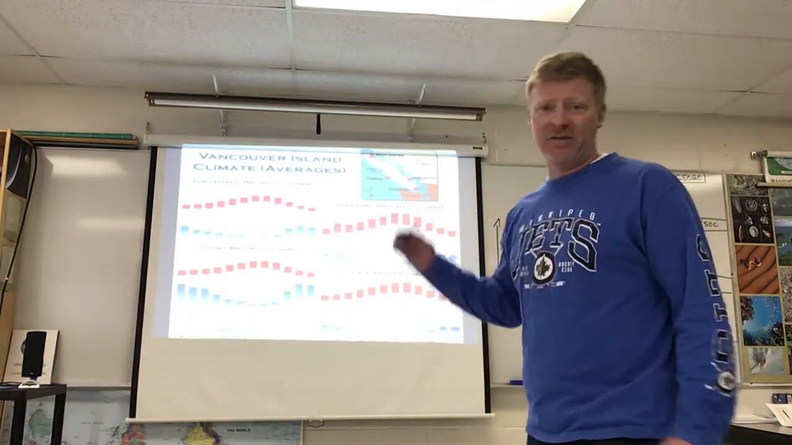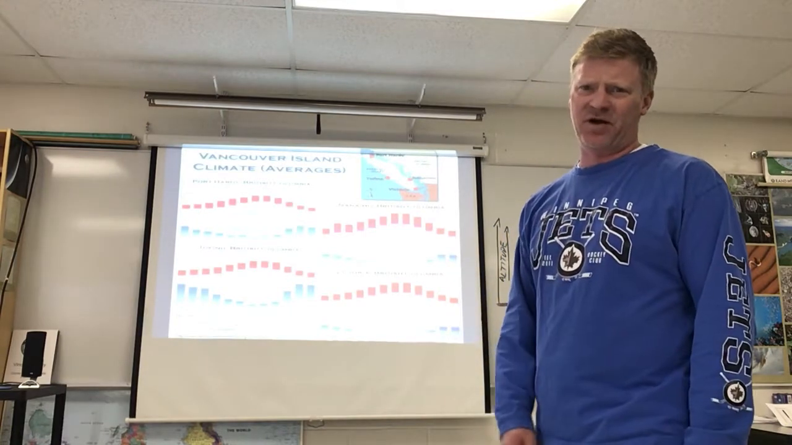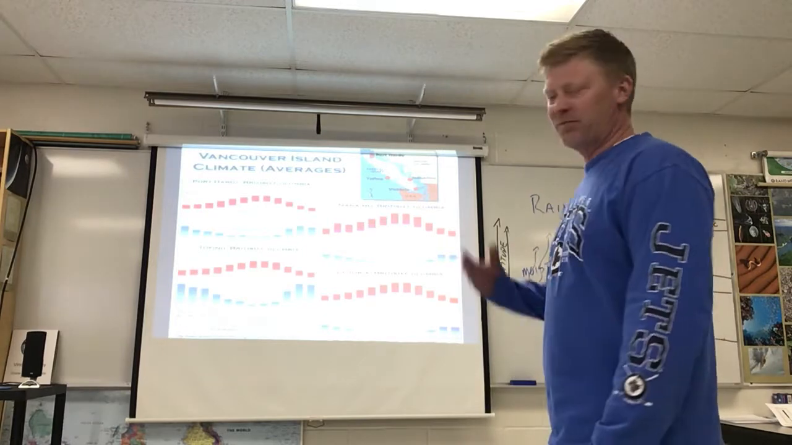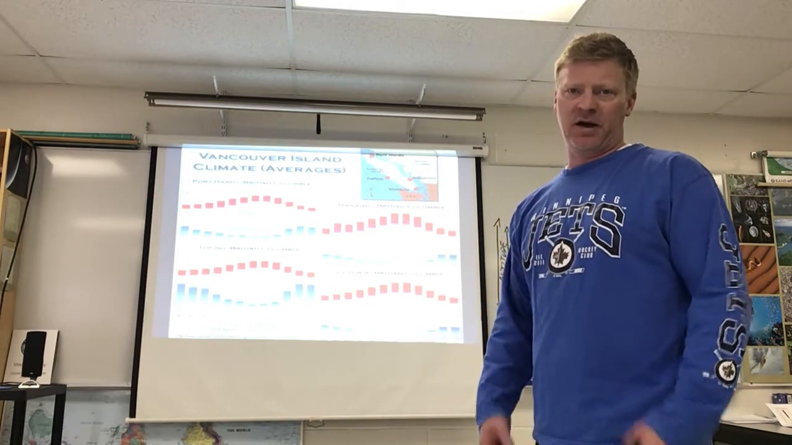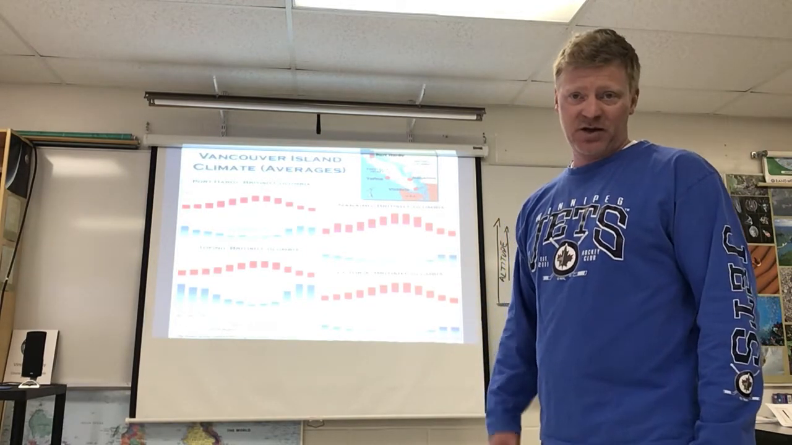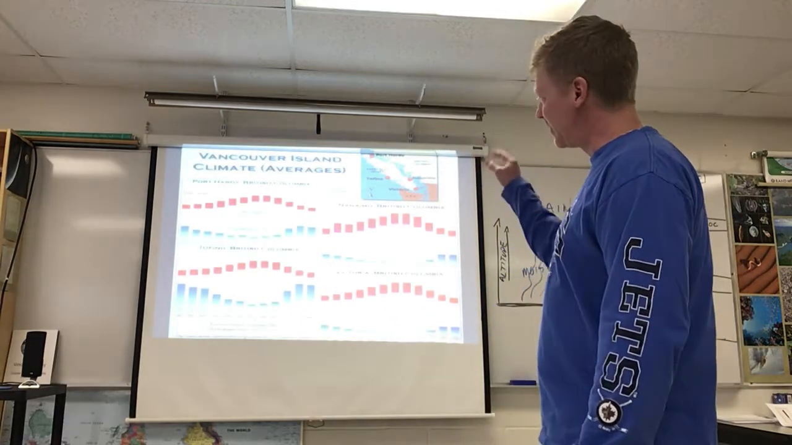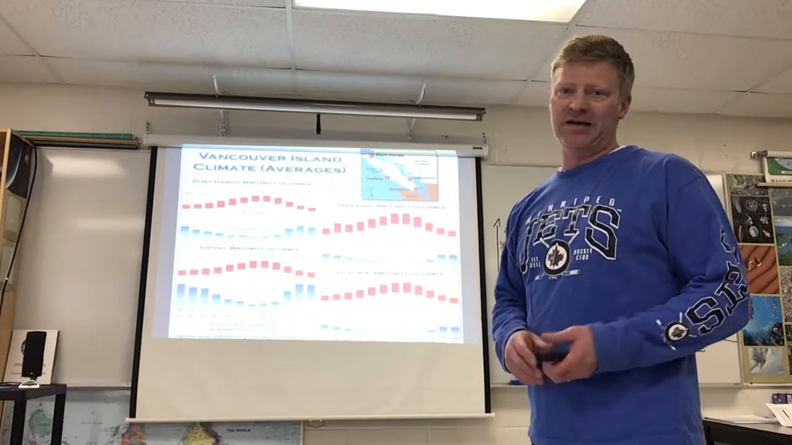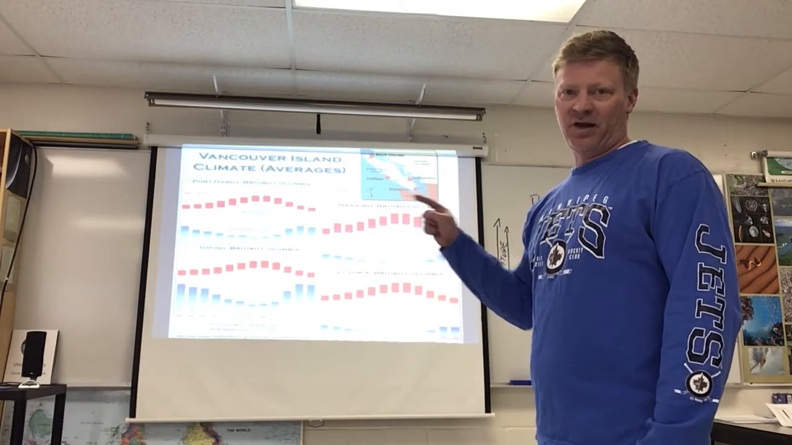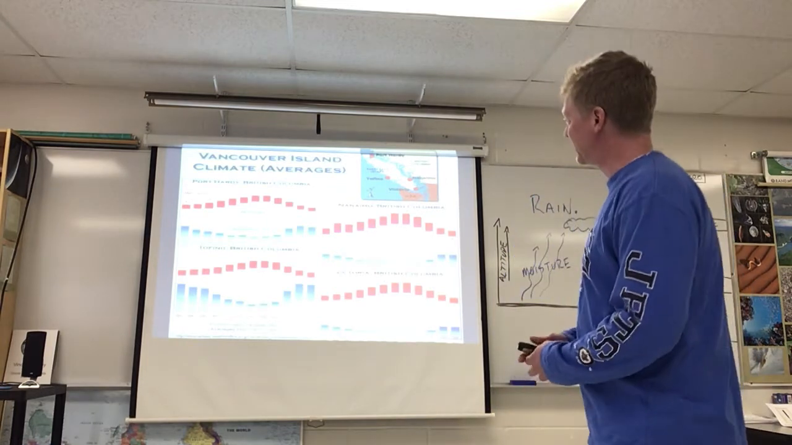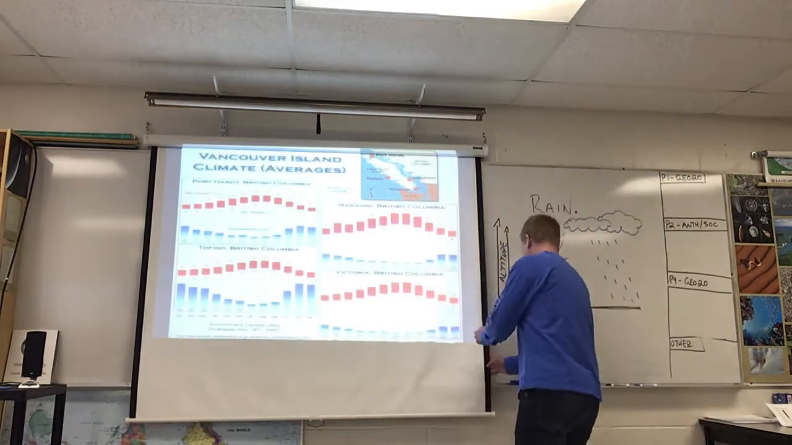So here are some climate graphs, your first glimpse at climate graphs. I don't know how well you can see it, especially the blue, but the blue represents precipitation, okay? The red represents temperatures. So these are in 4 different places on Vancouver Island, and at the top here, the 4 different places are on the map. You can see basically, so hang on a second.